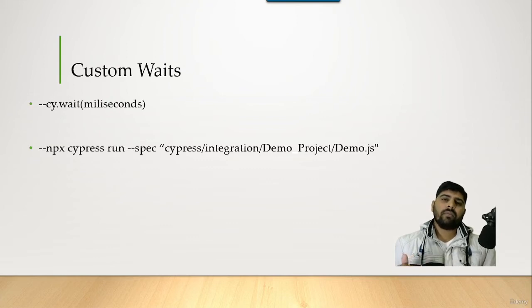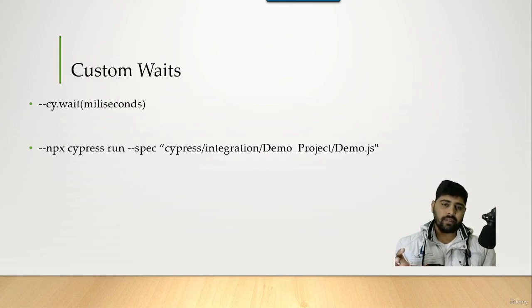We need to do custom waits, because by default it provides 4 seconds. Sometimes our application is slow, and it takes too much time for a drop down to load, so we need to add a custom wait. For this, we can use the command cy.wait, and we can give the value in milliseconds. For example, if I want to wait for 5 seconds, then I can write cy.wait(5000), then it will wait 5 seconds, and then the next code will run.